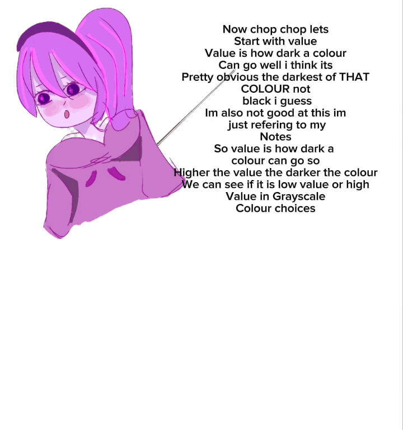Now, let's start with value. Value is how dark a color can go. I think it's pretty obvious: the darkest of that color, not black, I guess. I'm also not good at this, just referring to my notes. So value is how dark a color can go. So, the higher the value, the darker the color. We can see if it is low value or high value in grayscale.